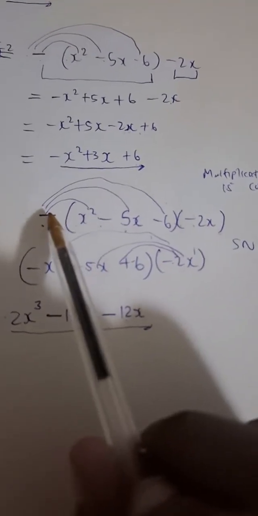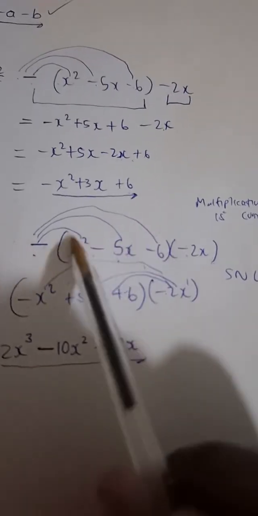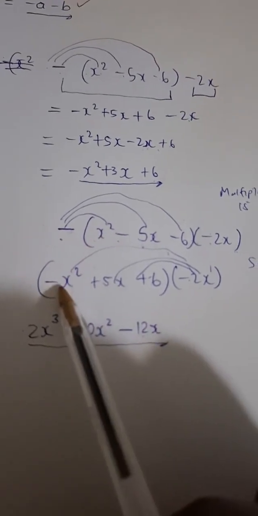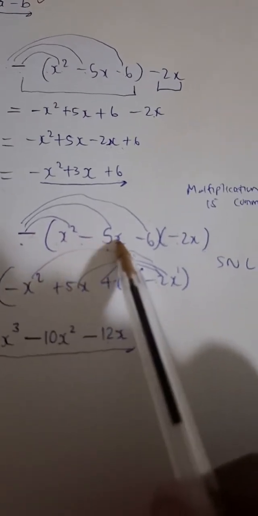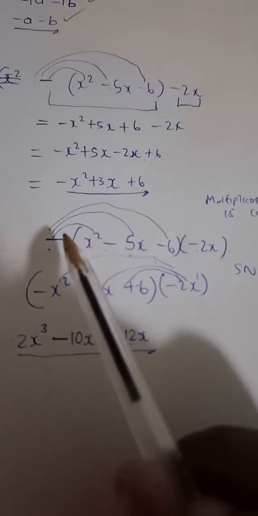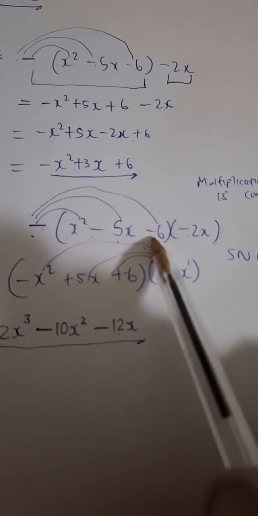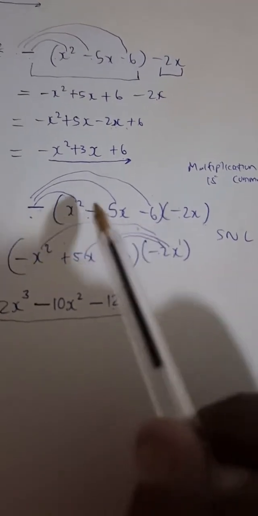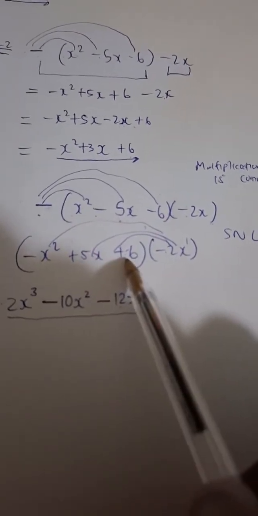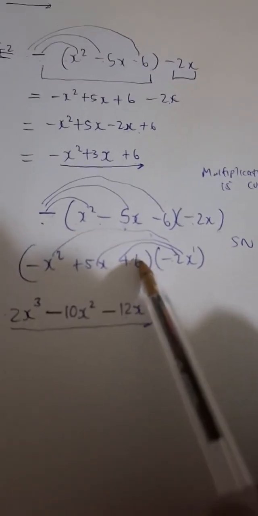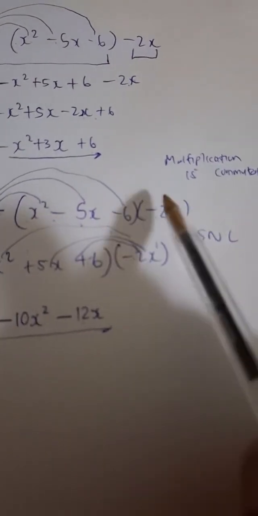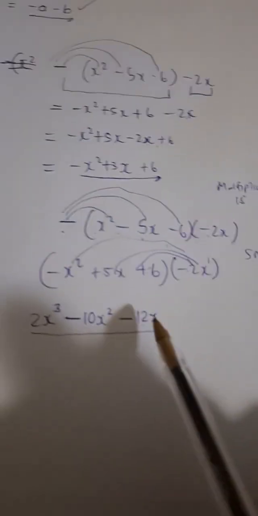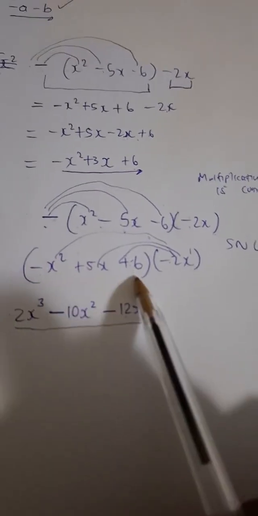So what I said is you can take this negative sign, multiply with this alone. So you take the negative sign, you multiply with x squared, you get negative x squared. Take the negative sign, multiply with negative 5x, you get positive 5x. You take the negative sign, you multiply by negative 6, you get positive 6. The negative sign changes every sign inside this bracket. But then you keep the bracket. Why? Because this negative 2x is multiplied with these three terms still. So you have to retain this bracket. It does not go anywhere.